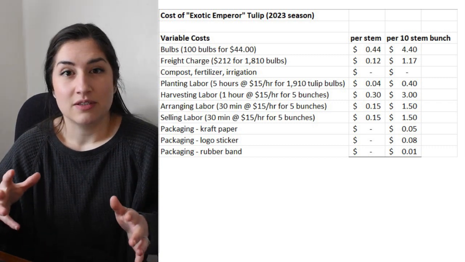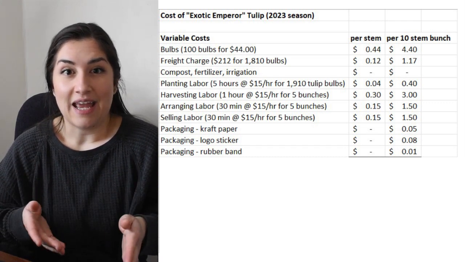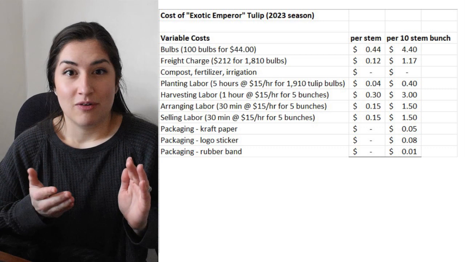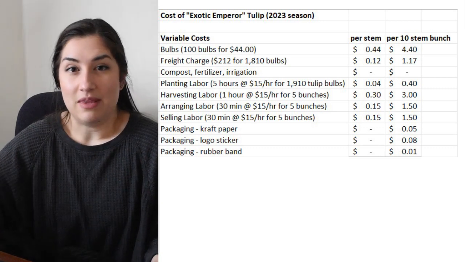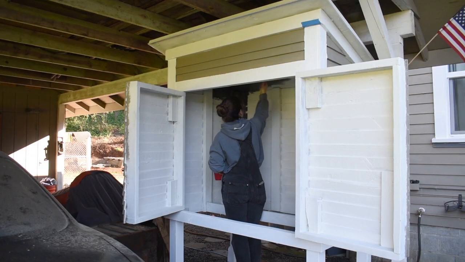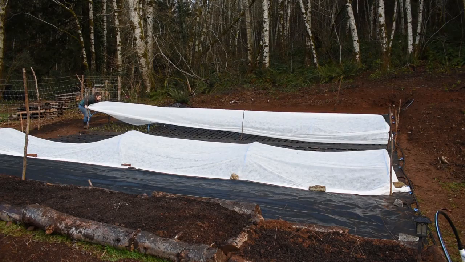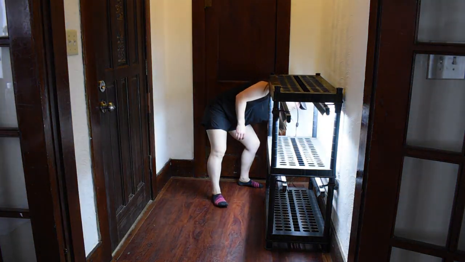So my variable costs, those things that I can directly identify that are related to getting an exotic emperor tulip from a bulb stage up to the point that it is selling to my customer, that cost me $1.20. But there is another calculation that we need to add in, which is overhead, right? So those fixed costs, right? The cost of building the stand, the buckets, the tools, all of those things that don't directly relate to that stem that I'm trying to sell somebody, but are necessary for me to be able to sell them a stem. So that would be all of our fixed overhead costs.